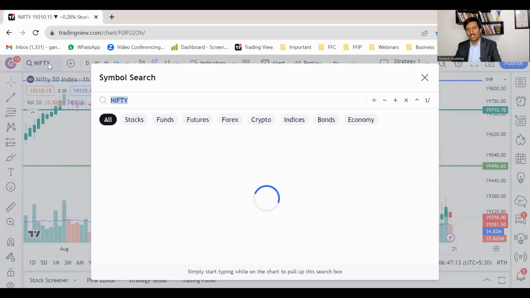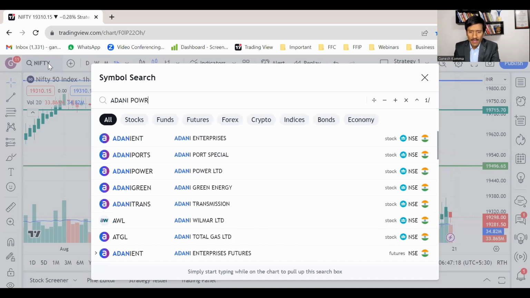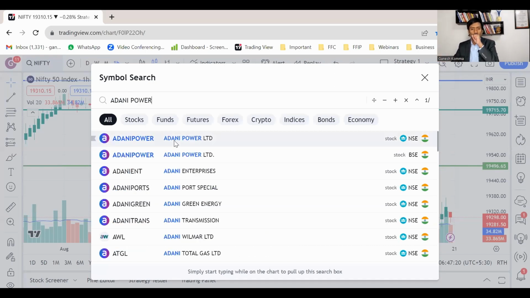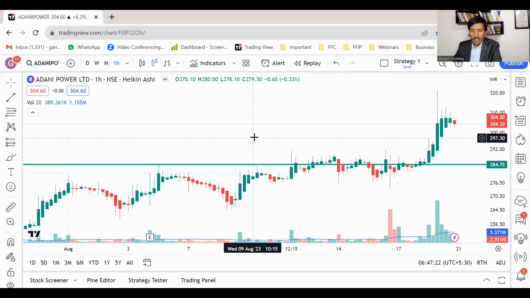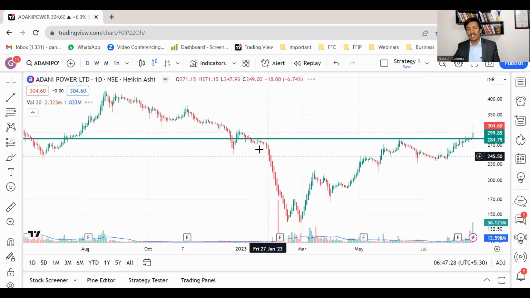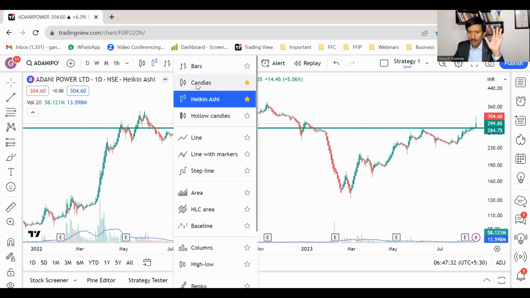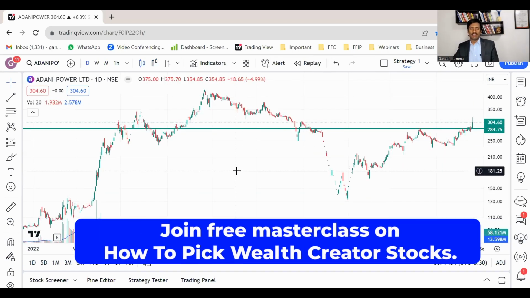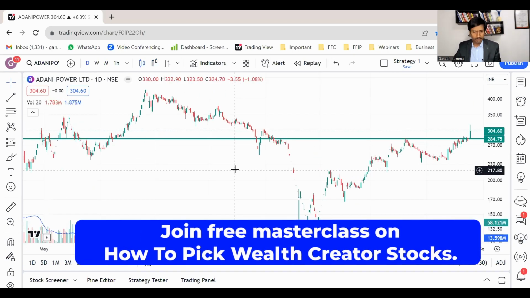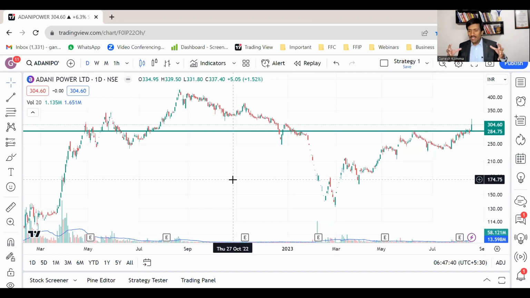Let us take Adani Power, just for an example, Adani Power Limited. Before going to the hourly chart, I'm looking at a daily chart. I'm just loading my candles, right? A normal candlestick chart will tell you the entire momentum.